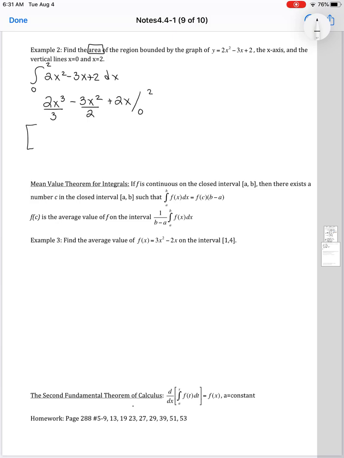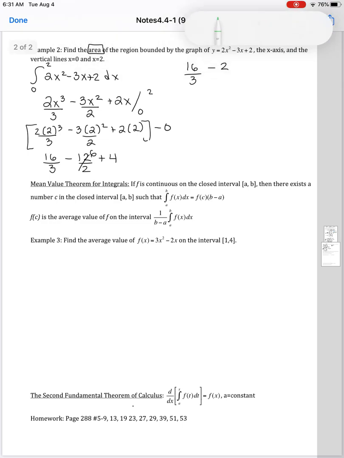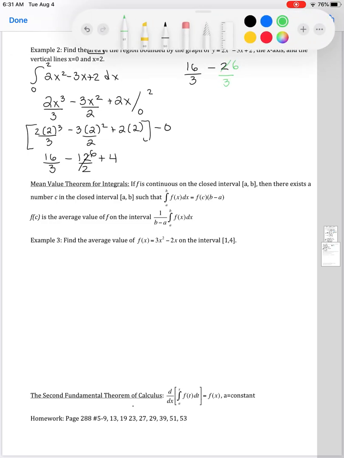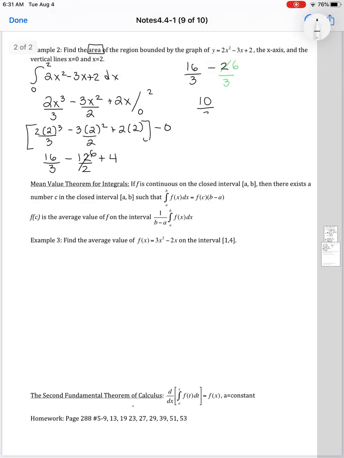So we're going to integrate. So we get 2x to the third over 3 minus 3x squared over 2 plus 2x, and we're going from 0 to 2. So I plug 2 in everywhere. And then 0 is just going to get me 0, so I'm just going to write 0 for that. So I get 16/3 minus 12/2 plus 4. This is 6, so it's basically 16/3 minus 2. If I get a common denominator of 3, that's going to get me a final answer of 10 over 3.